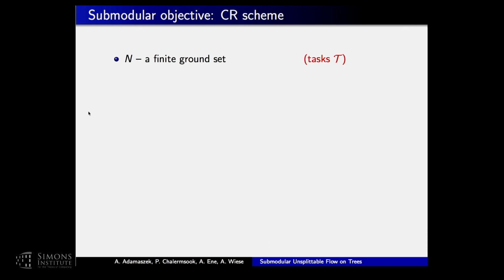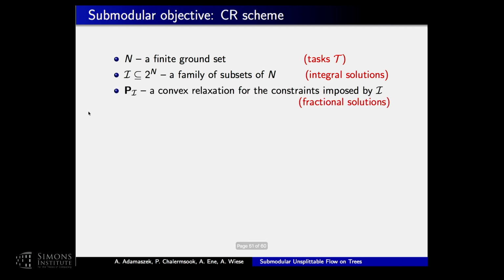Okay, so now our last part, submodular objective functions. So now I will introduce some notation. Most of this has been present at the previous lecture. So we have a finite ground set N, which you can think of as our tasks. Then we have a family of subsets, which we call I. You can think of it as the integral solutions. And then we have a convex relaxation. We have a polytope P, which is a convex relaxation for the constraints. And we can think of the polytope as fractional solutions.